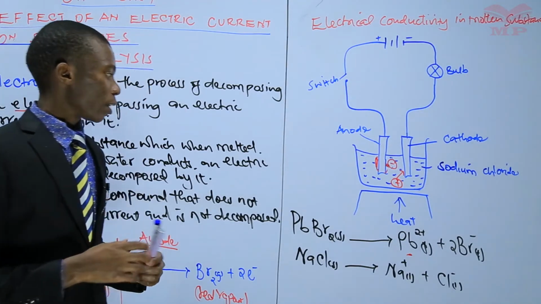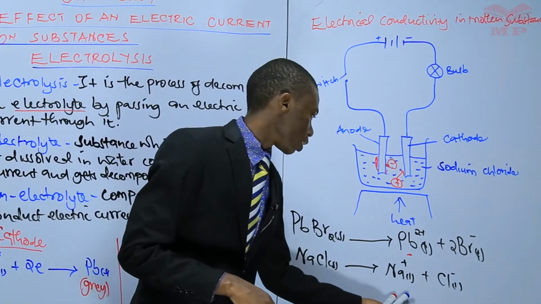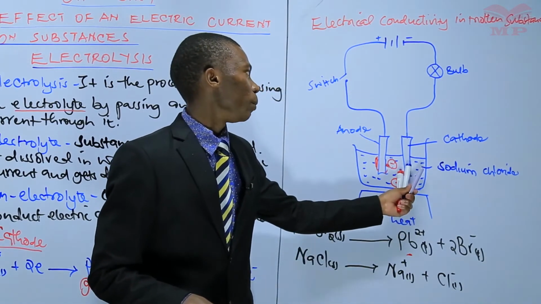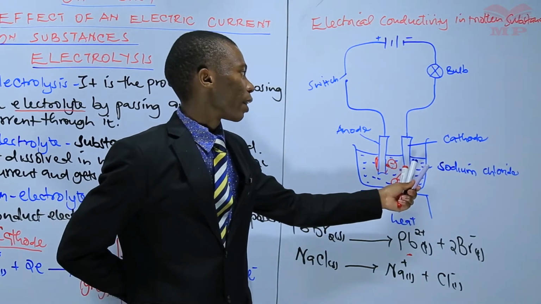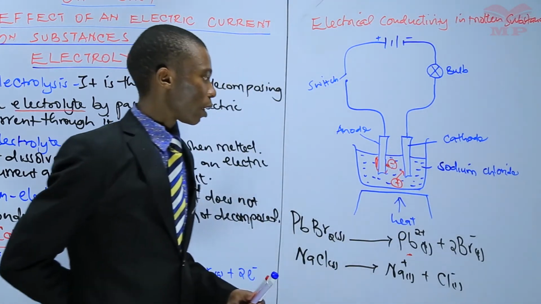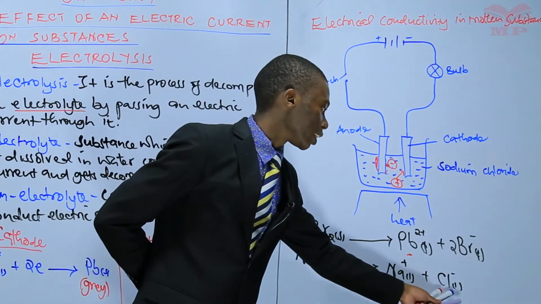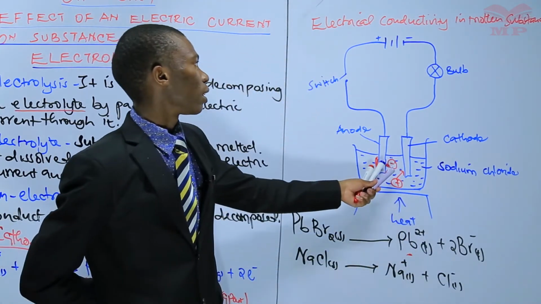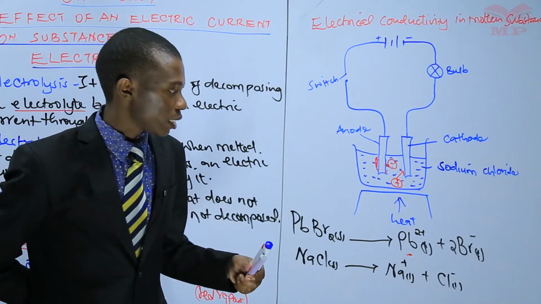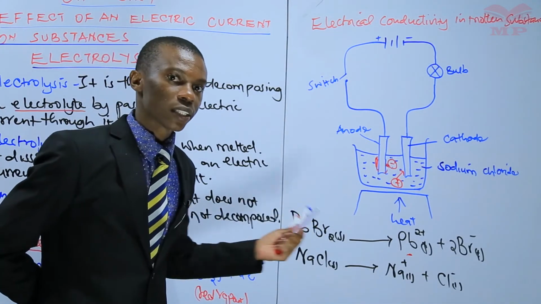And therefore, sodium ions, because they are positively charged, will be attracted by the negatively charged electrode, which is the cathode. And the chloride ions, because they are negatively charged, will be attracted by the anode, which is positively charged, and they will migrate towards those directions.